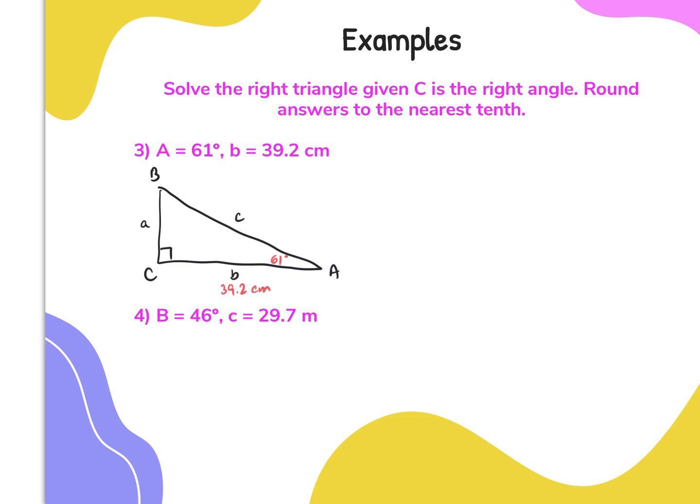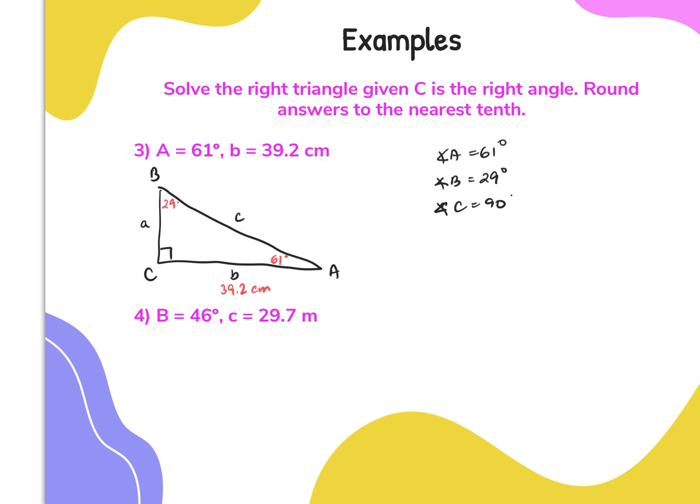Okay, so again, I'm looking for angle A, which they told me was 61. I'm looking for angle B, and I'm looking for angle C. Angle C is the right angle, always the right angle. If angle A is 61 degrees, I know B is complementary. It's 90 minus 61 degrees, so it's going to be 29 degrees. And so again, I'm able to find an additional value here.